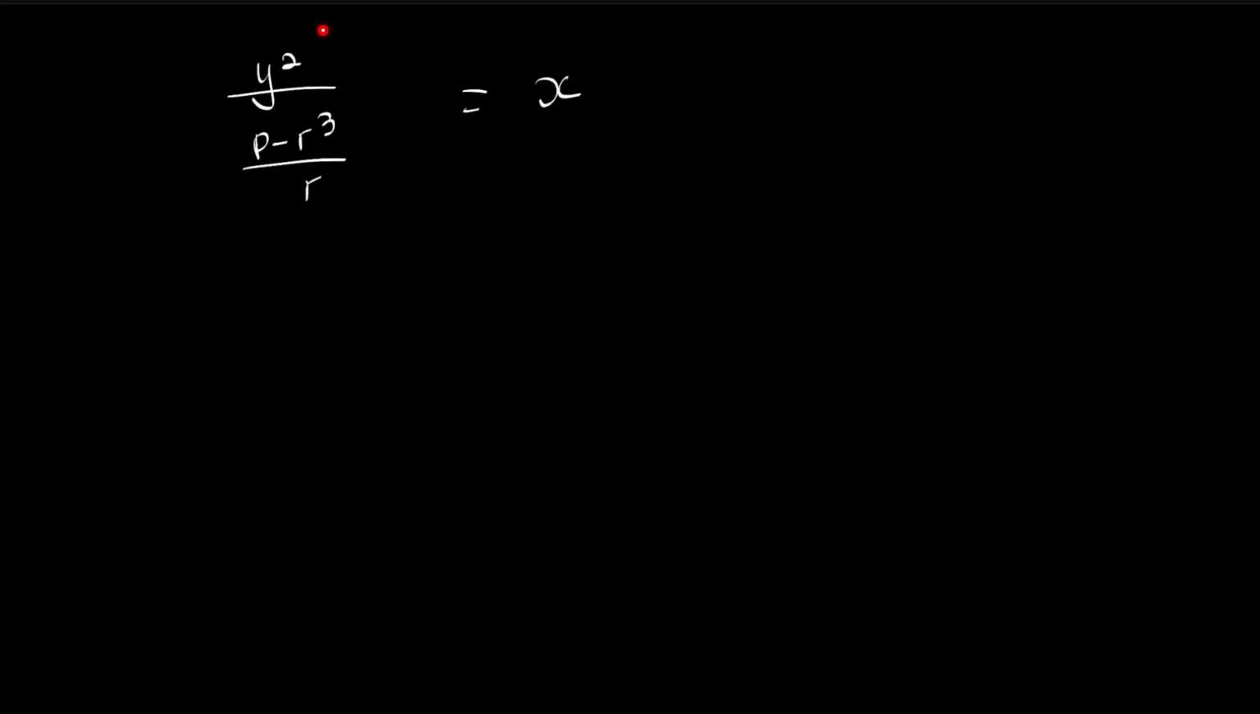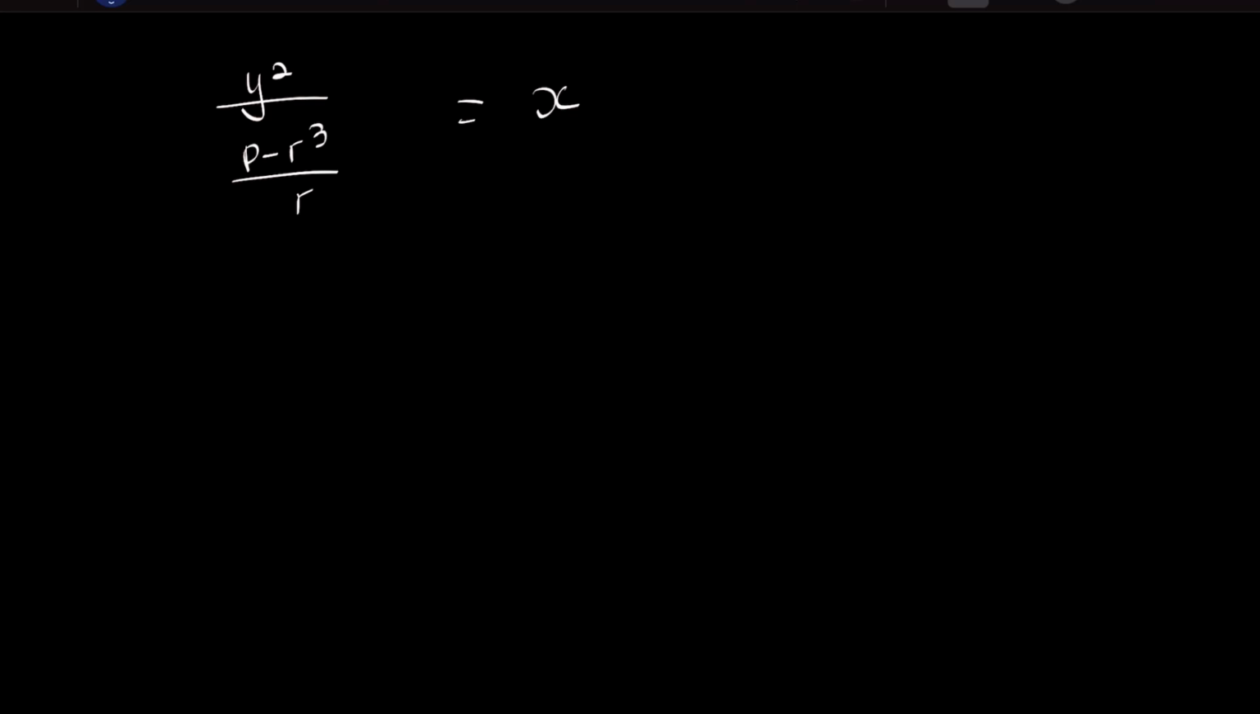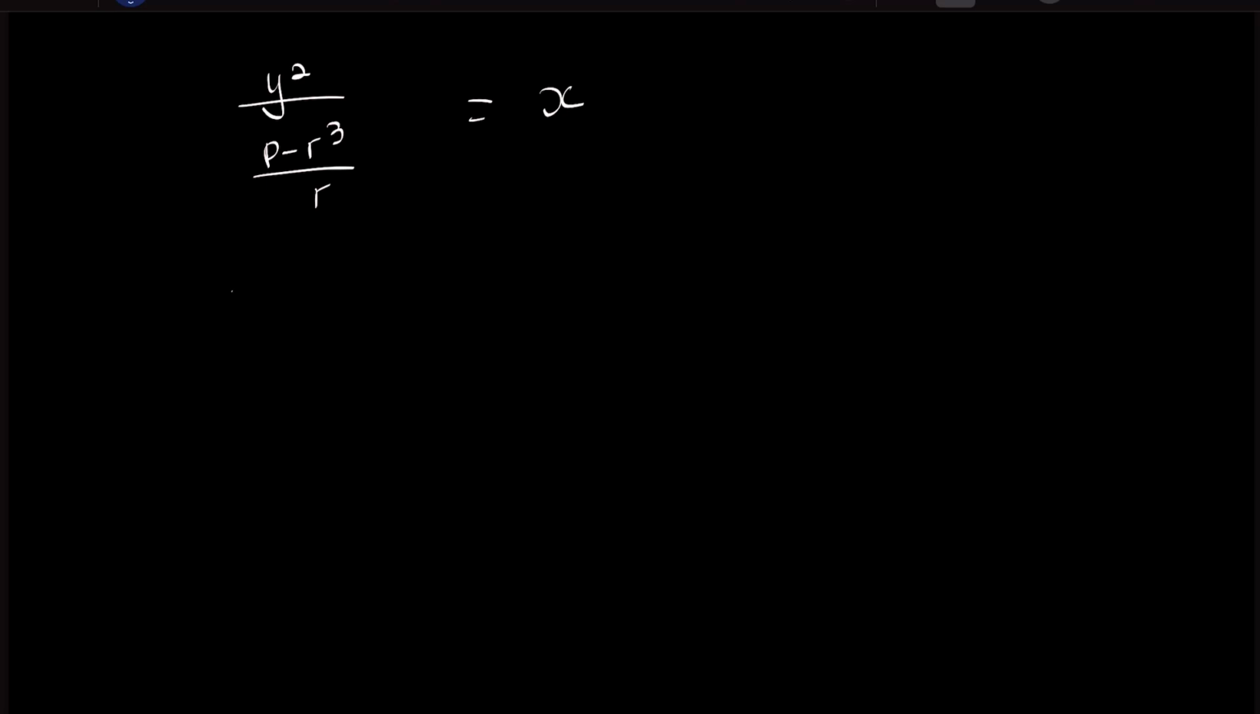We now simplify the expression on the left hand side. To simplify the expression on the left hand side, we write it in the form of a divided by b. So if we have a divided by b, this is equal to a, then we change the division sign to multiplication, then we invert b, so that's going to be 1 over b. So this is what we are going to do in this case. So we are going to write this expression as y squared divided by p minus r cubed on r.